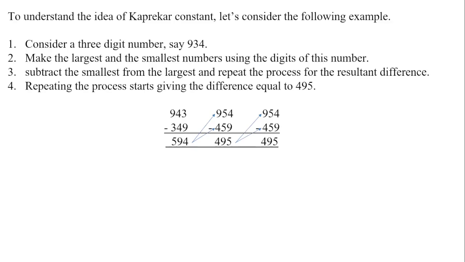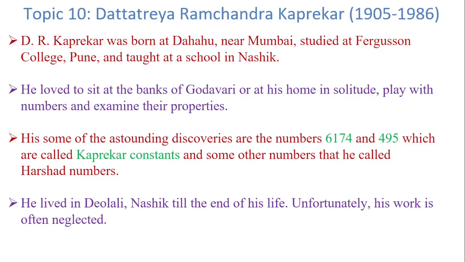You start from any three-digit number. Here we have started from 934. Instead, you can experiment yourself. You can start with any number, and you will realize that you arrive at 495 at the end, and this is called the Kaprekar constant. Similarly, if you try out any four-digit number and carry out the same process, then you reach the number 6174, and the same number keeps repeating eventually. So these two numbers are called Kaprekar constants.